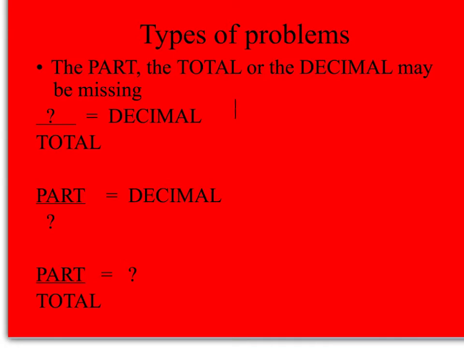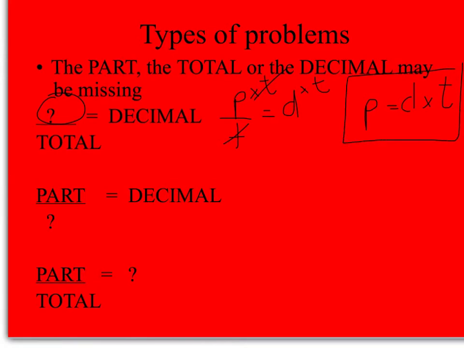So we do know that it's part over total gives us the decimal. Let's say we wanted to just figure out the part. So the part is missing. I want the p, the part, all by itself. So to get rid of this t on the bottom, I'm going to times this side by t and times this side by t. These cancel out, one on the top, one on the bottom. So my p is now alone. And over here I have the decimal times the total. So if I ever wanted to figure out just the part, I need to do the decimal times the total.